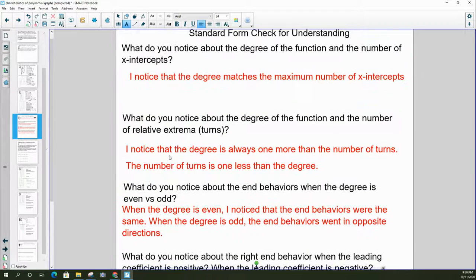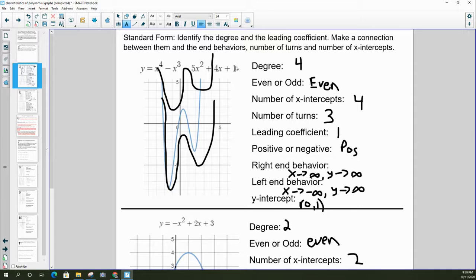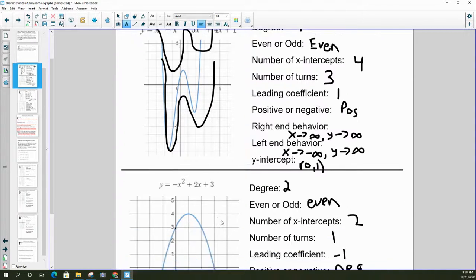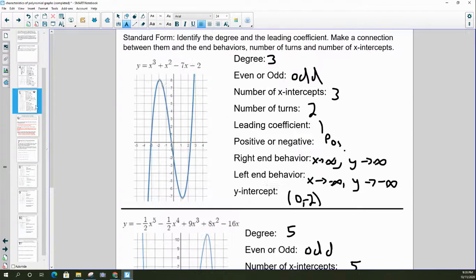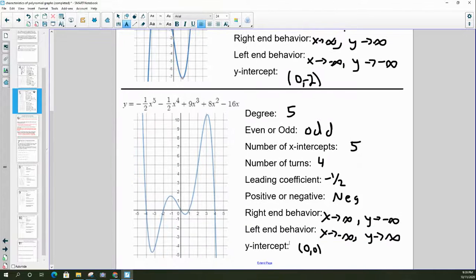And then the y-intercept, I didn't ask the question on there, but was always just your constant, that last term. 1, 1, 3, 3, -2, -2. There is no constant, it's 0, so 0, 0.